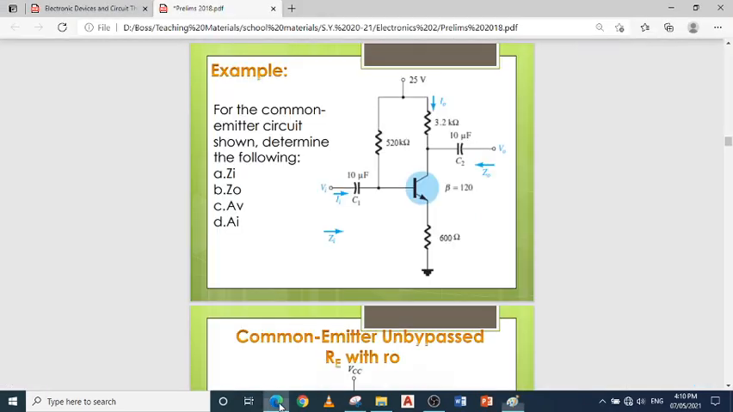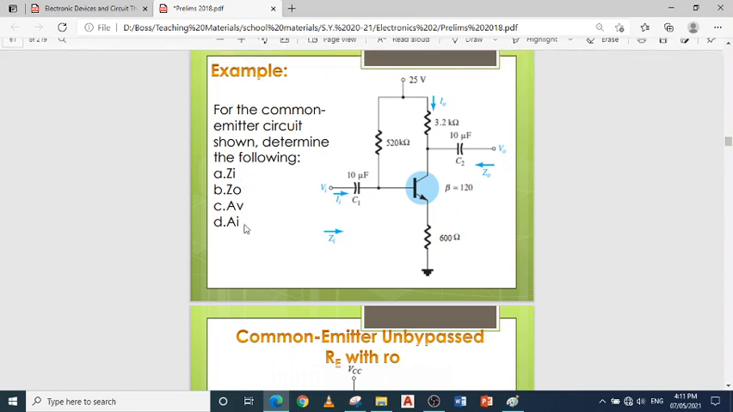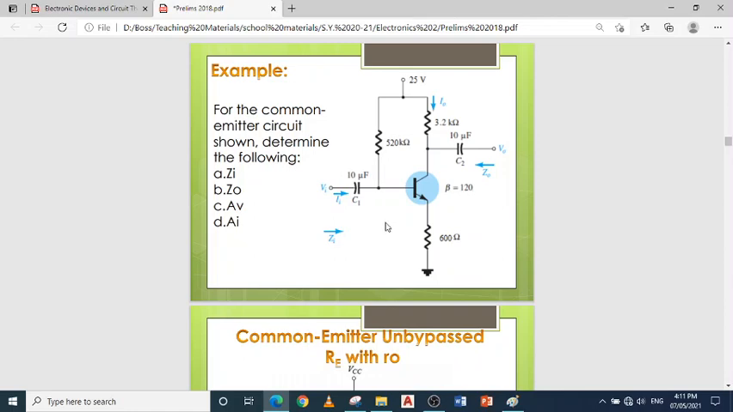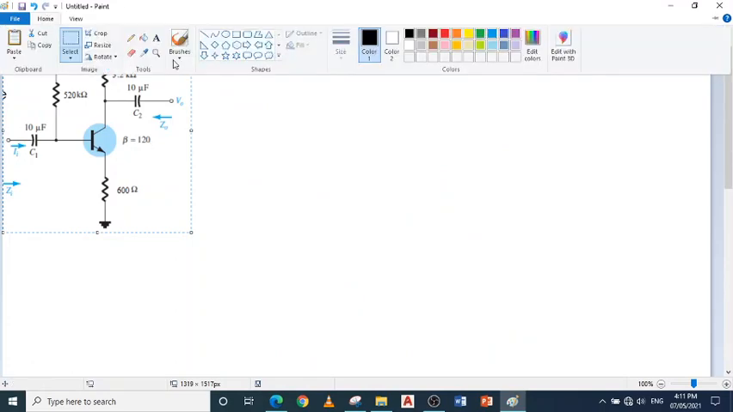So, what is asked in the problem is ZO, ZI, AV, and AI. So, the output impedance, input impedance, voltage gain, and the current gain. Okay. So, start with solving first for the value of small re.